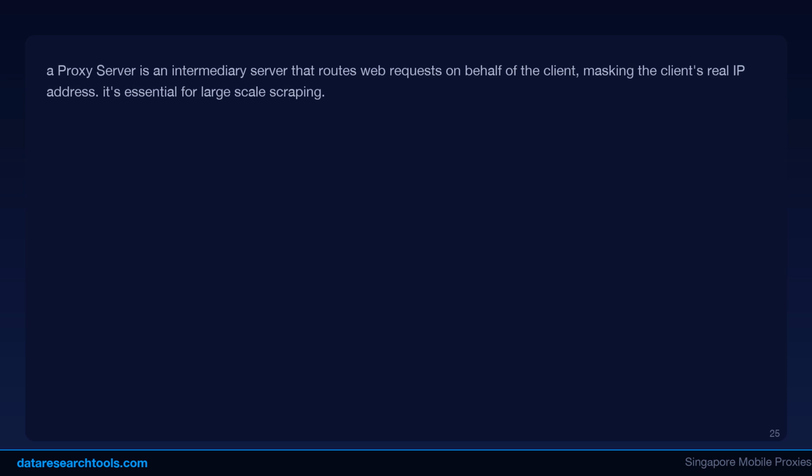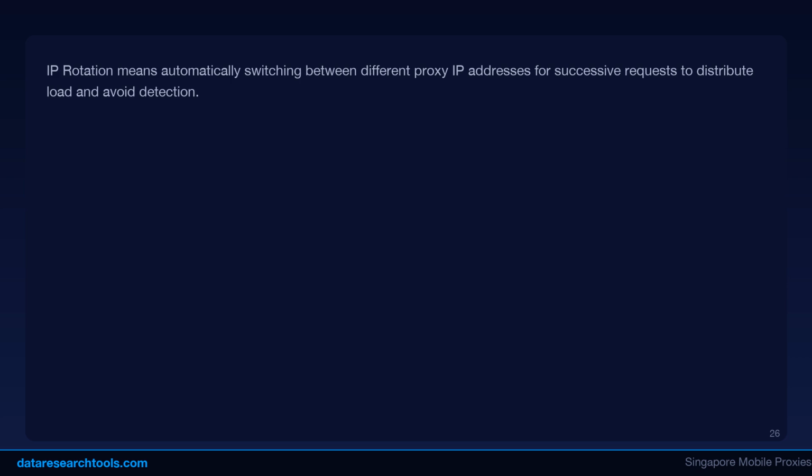Now let's get into proxy and IP management. A proxy server is an intermediary server that routes web requests on behalf of the client, masking the client's real IP address. It's essential for large-scale scraping. IP rotation means automatically switching between different proxy IP addresses for successive requests to distribute load and avoid detection. A residential proxy uses IP addresses assigned by ISPs to real households. Residential proxies are harder for websites to detect and block.